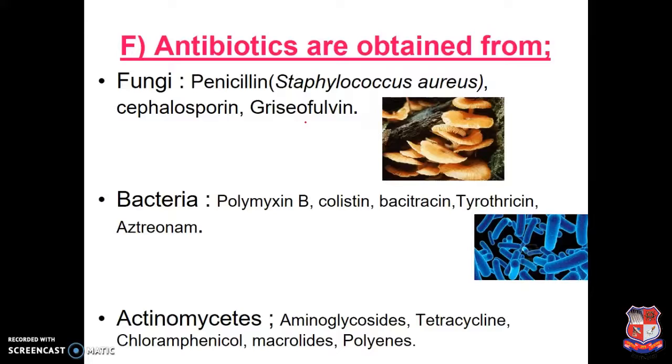According to that, they are divided into different varieties. The drugs obtained from bacteria are polymyxin B, colistin, bacitracin, tyrothricin and aztreonam. So according to origin, these agents are obtained from bacteria. From actinomycetes we get aminoglycosides, tetracyclines, chloramphenicol, macrolides and polyenes. So these are the agents obtained from actinomycetes. So the drug is classified according to its origin, where we get the drugs.